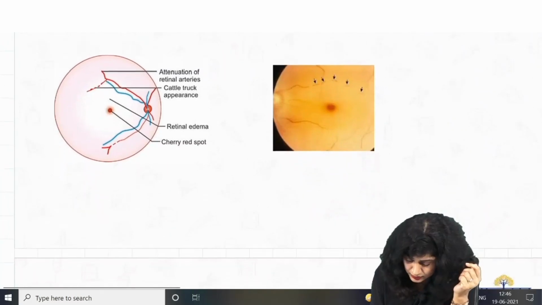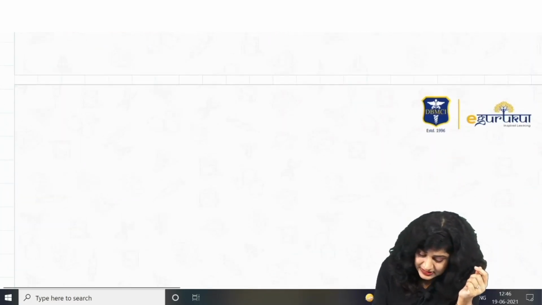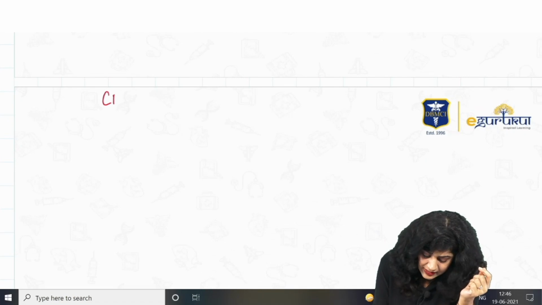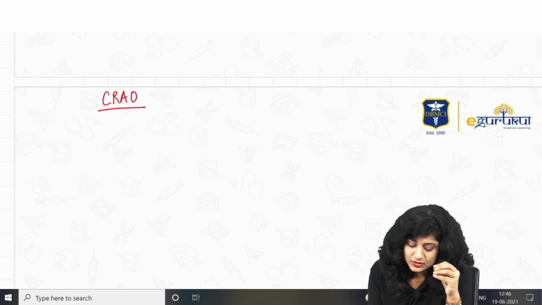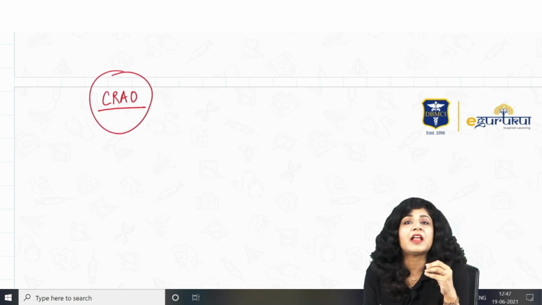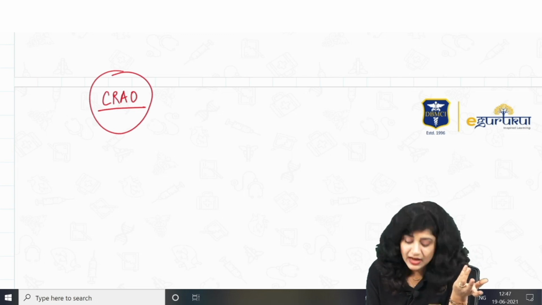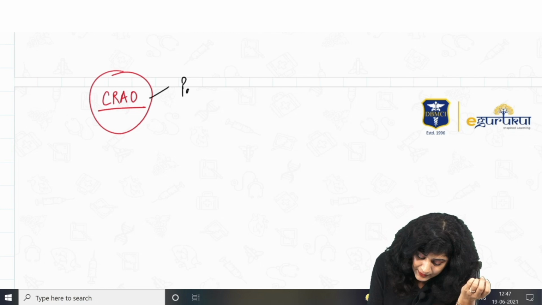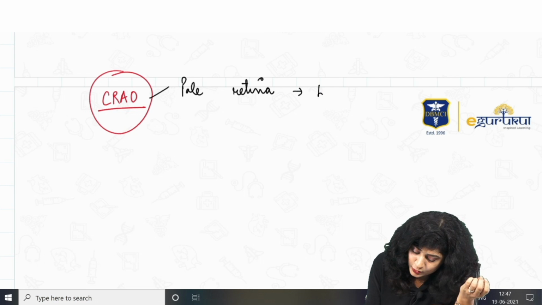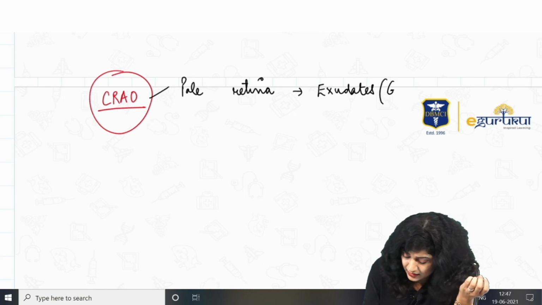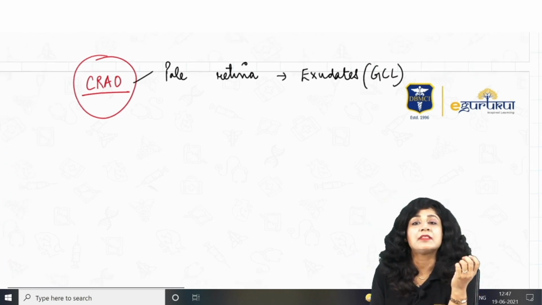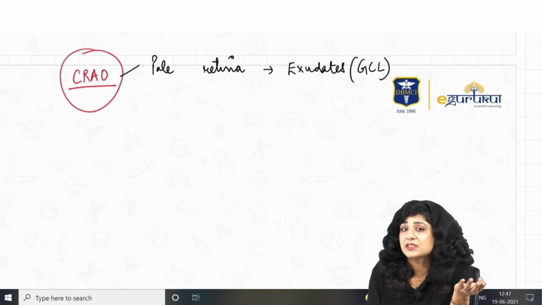So let's talk about the CRAO. CRAO is a very important topic, and as I always say, the cherry red spot is usually asked in many examinations. What is central retinal arteriolar occlusion? When the main blood supply is occluded, the retina becomes pale, and we have a lot of exudates. These exudates are found in the ganglionic cell layer of the retina, but there are certain areas where you do not have this ganglionic cell layer.